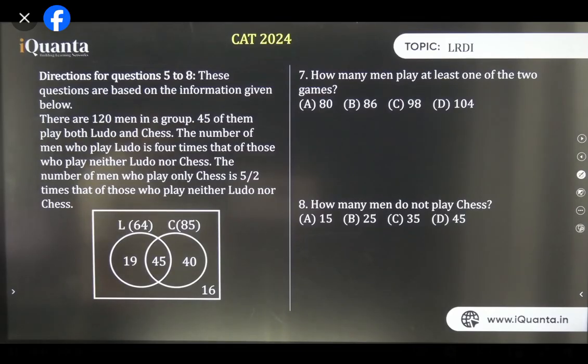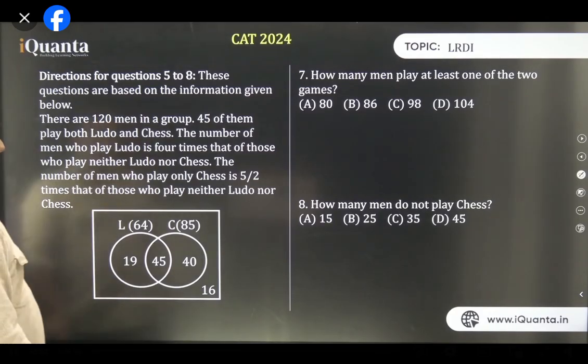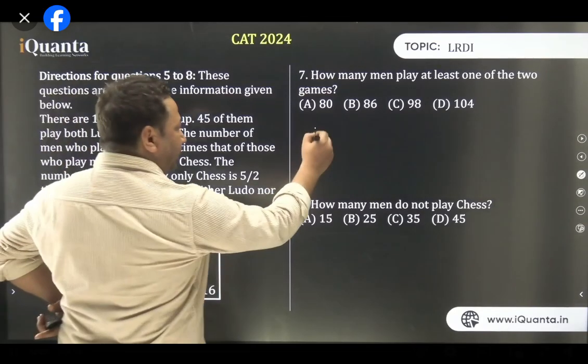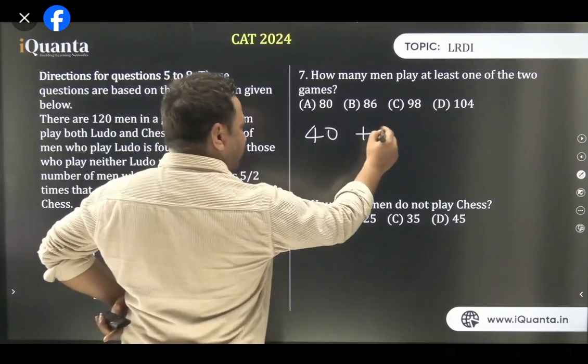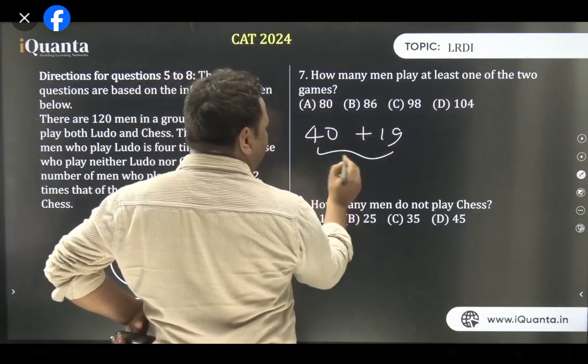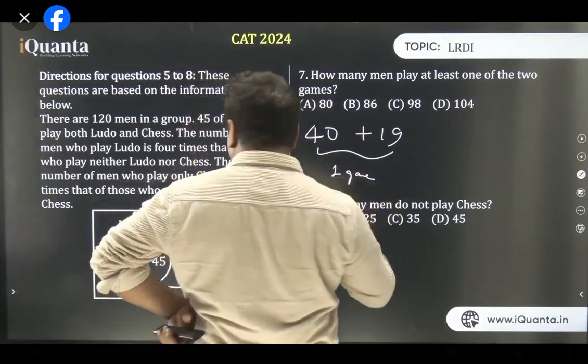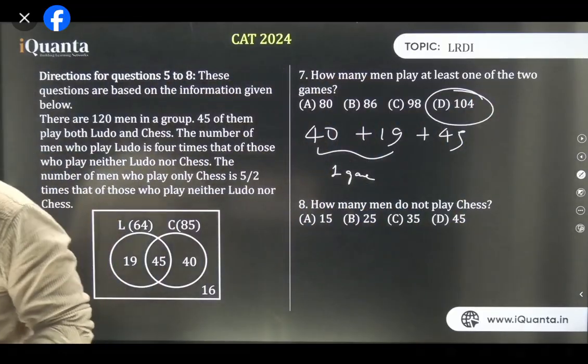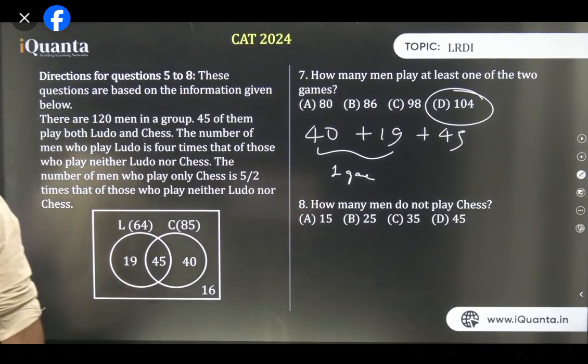How many men play at least one of the 2 games? At least one of the 2 games. Now what does that mean? We will count the people who are playing only one and both. So we'll count 40 playing only chess plus 19 they're playing only Ludo. So they are the people who are playing only one game. We'll also count those who are playing both the games. That is 45. Let's add them up. We get 104 as the answer.